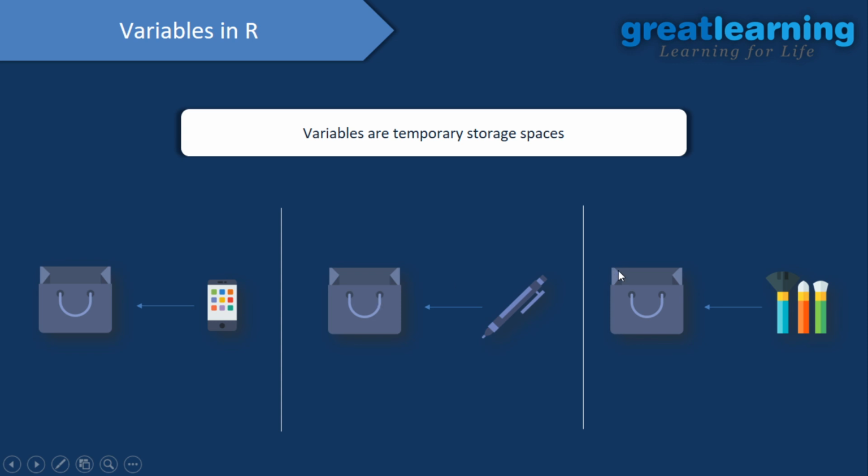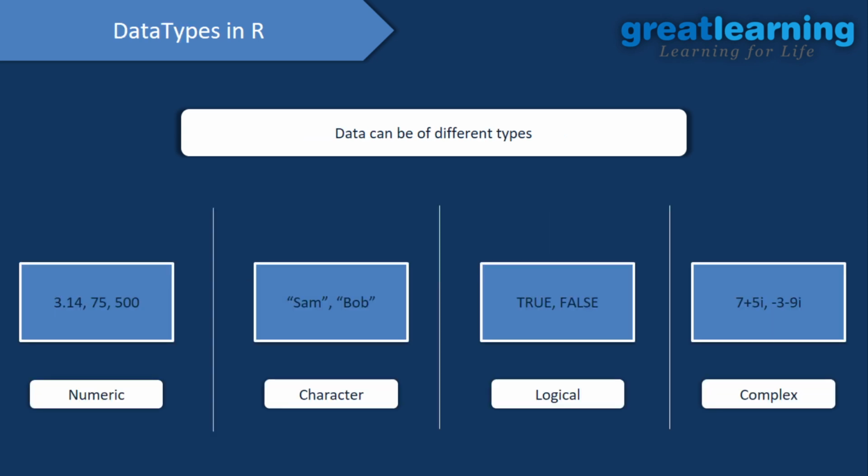Now after some time you think that, well, I'm not really a writer and it's better if I become a model. So you throw out the pen and you decide to buy a makeup kit, and you store that makeup kit in this particular storage space over here, which is again your variable. So the underlying concept of variable is very simple. It's a temporary storage space where you can store values, or you can basically keep changing your values in this particular variable.